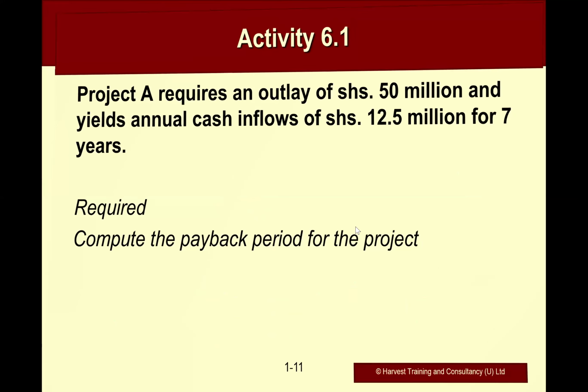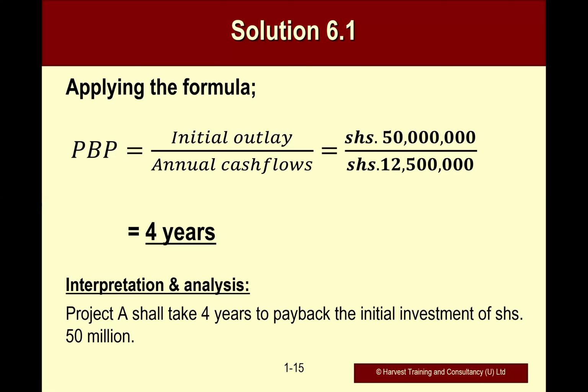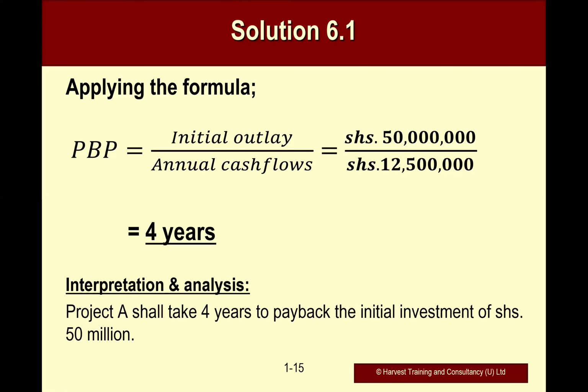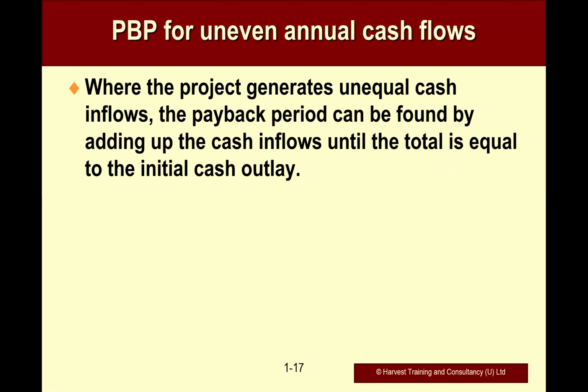Next, we look at activity 2. Uneven annual cash flows. Now here we're saying that where the project generates uneven cash inflows, the payback period can be found by adding up the cash inflows until the total is equal to the initial cash outlay.